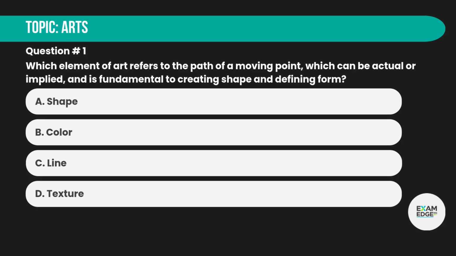Which element of art refers to the path of a moving point, which can be actual or implied, and is fundamental to creating shape and defining form? A. Shape. B. Color. C. Line. D. Texture.